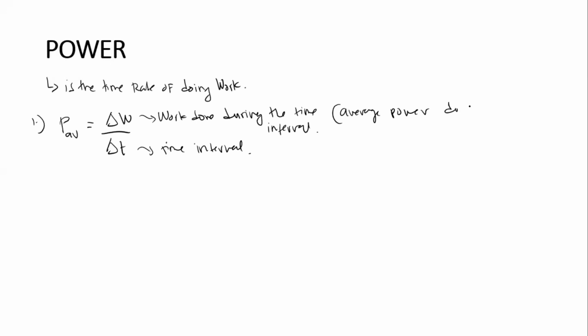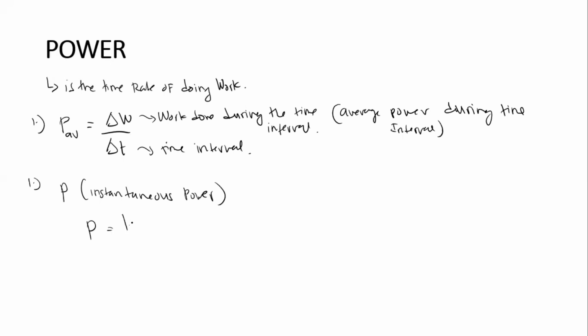Okay. We also have instantaneous power, P, where P is equal to the limit of the work done during the time interval over the time interval as the time interval approaches 0, or this is equal to dW over dt, the time rate of doing work.